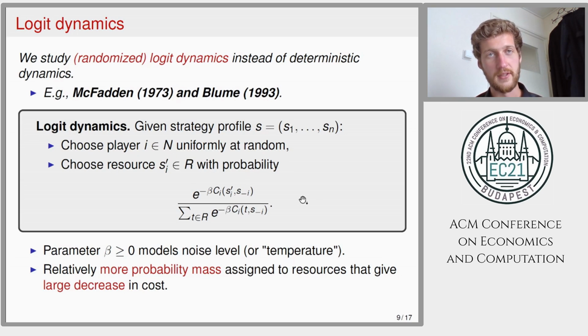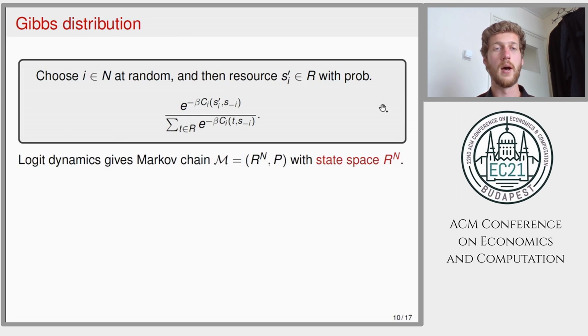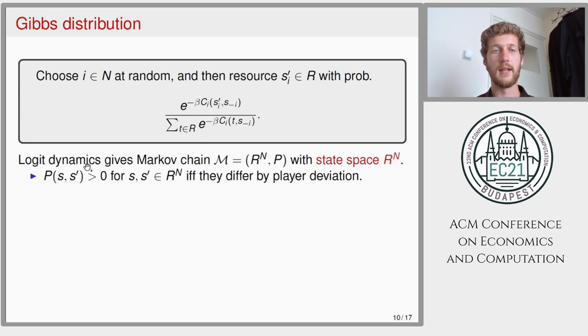Now, it turns out that you can study these logit dynamics naturally as a so-called Markov chain. So I've repeated here the description of the logit dynamics. And you can naturally interpret them as a Markov chain, where the state space of this Markov chain is given by the set of all strategy profiles. And there is also a transition matrix, which is induced by the procedure describing the logit dynamics. And one thing to observe is that there is a positive transition probability between two strategy profiles if and only if the two strategy profiles differ precisely by a player deviation. So one player deviating to another strategy.